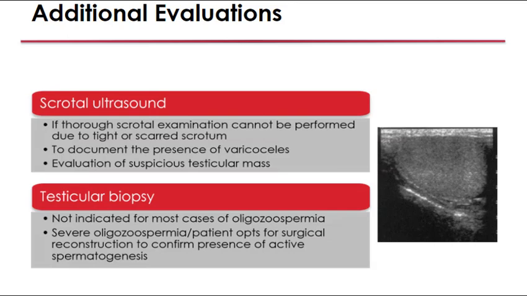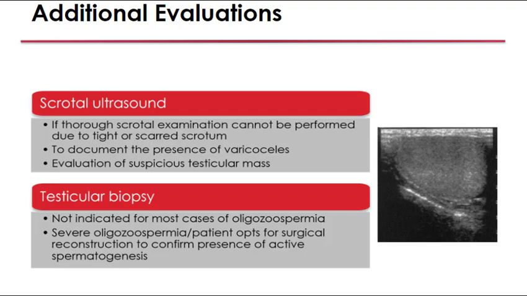Varicocele is the most commonly diagnosed cause of oligozoospermia. Clinically significant varicoceles are palpable on a properly performed physical examination. If thorough scrotal examination cannot be performed because of patient sensitivity or when the bodily physique limits a thorough palpation, a scrotal ultrasound may document the presence or absence of varicoceles.